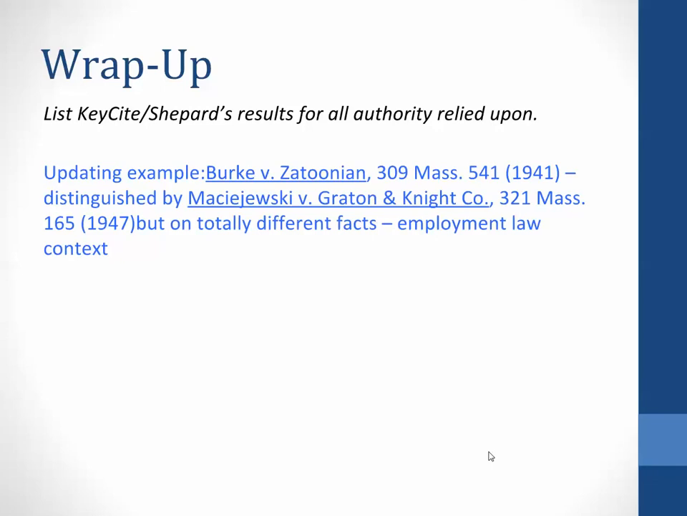And this is just one example. So this is one of the cases that I used. It was distinguished by another case. So this case actually had negative treatment on it, but it was for totally different facts. So it was in an employment law context. So by putting this in your research trail, if your supervising attorney says, but wait, there's a big red flag here, how come you cited a case that has a big red flag?